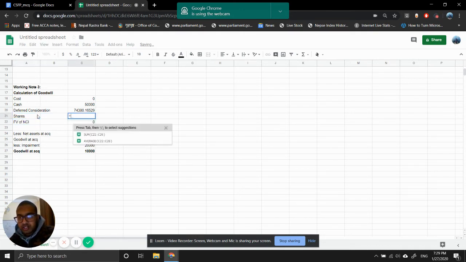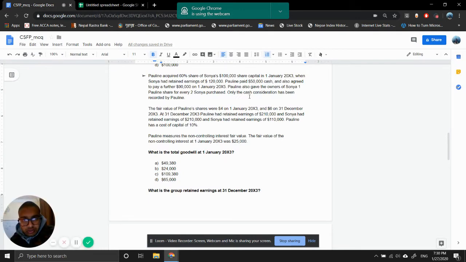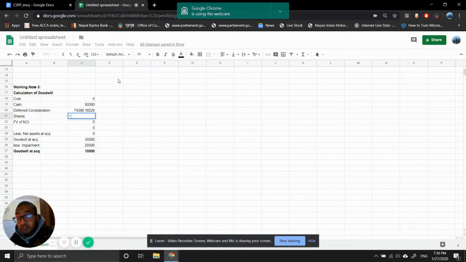Okay. So after that, shares. Is there a share issue as well? Pauline also gave owners of Sonia 1 Pauline share for every 2 Sonia shares purchased. Okay. So only the cash consideration has been recorded by Pauline. So when you're creating your equity section, you need to keep in mind that the additional shares that have been given to them should be added.